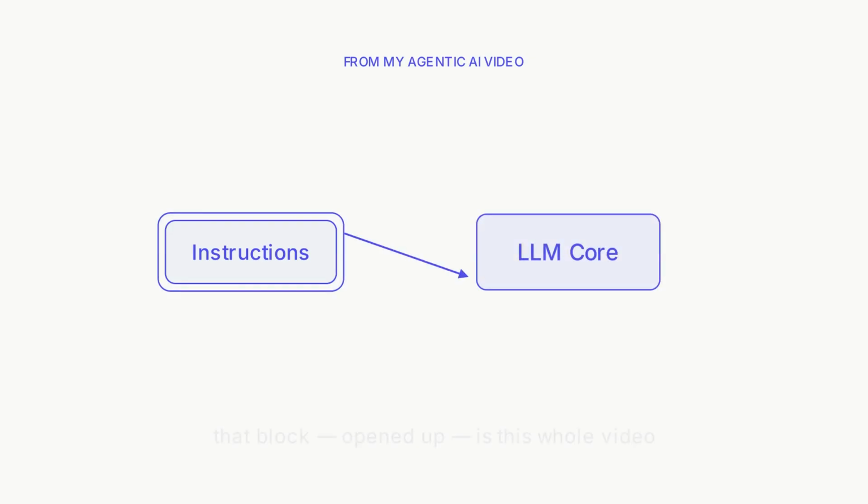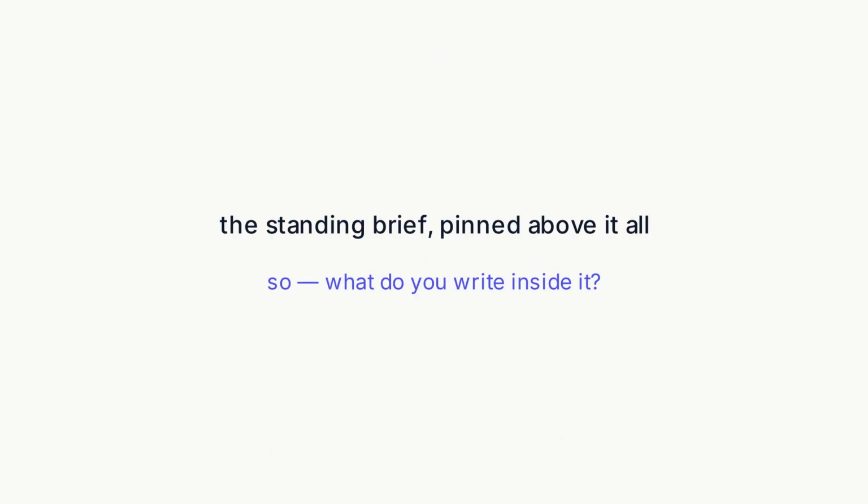And you've met this before. In my video on agentic AI, one of the very first blocks we placed was labeled instructions, feeding straight into the model. This is that block opened up. It's not a passing note. It's the foundation the whole system stands on. So the system prompt is the standing brief pinned above the whole conversation, which raises the real question. If it's that important, what on earth do you write inside it?